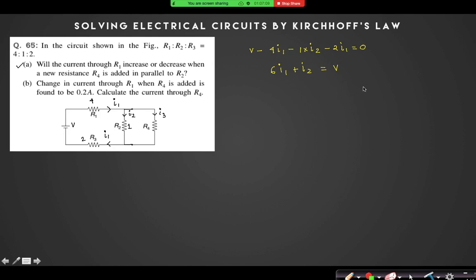Now look, from here if I differentiate this function, can I say 6 delta I1 plus delta I2 is equal to delta V, which is 0, because the battery voltage is not changing? Yes, sir. And what is delta I1? Can you tell me from this question? Plus 0.2, because if I add this, then current will increase in R1. So what is delta I2?